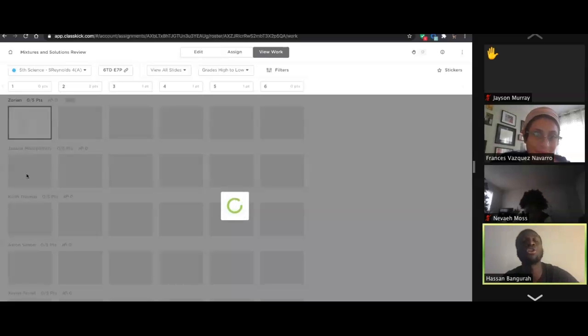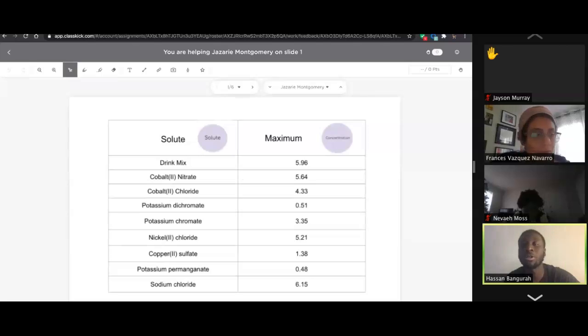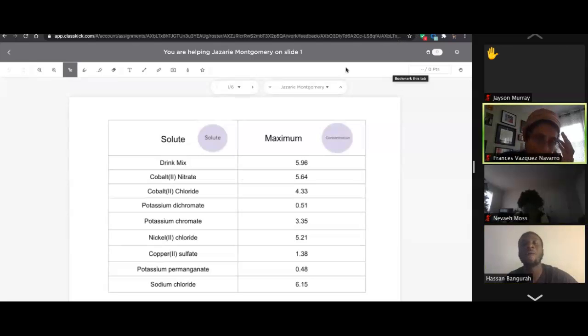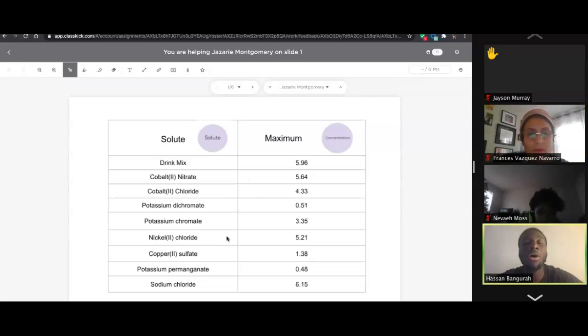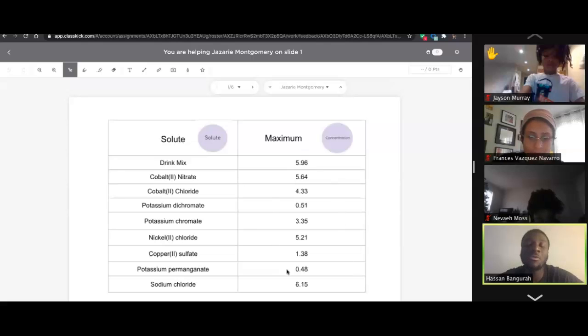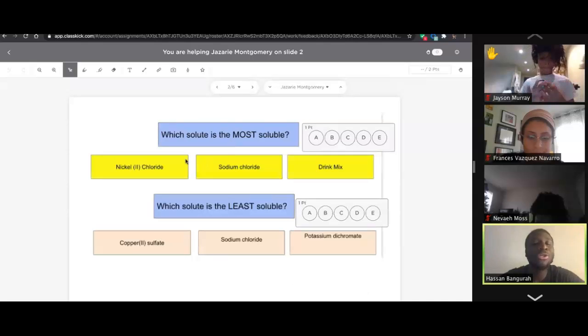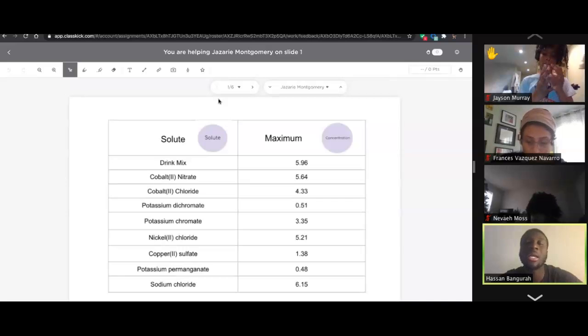And real quick, I'm gonna show you exactly what it's gonna look like. On slide number 1, it's gonna have all your substances, and it's gonna have the different levels of concentration, or the saturation point for each substance. You're then gonna use that information to help you out with slide number 2. I'm gonna say it again. I'm gonna slow down when I speak so that you can hear everything I'm saying.